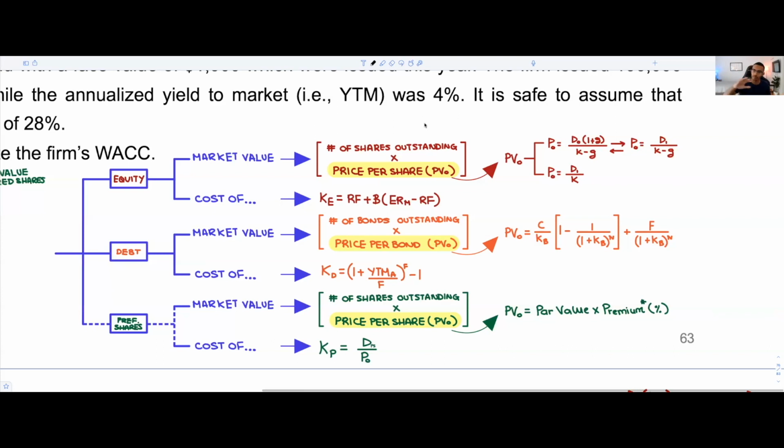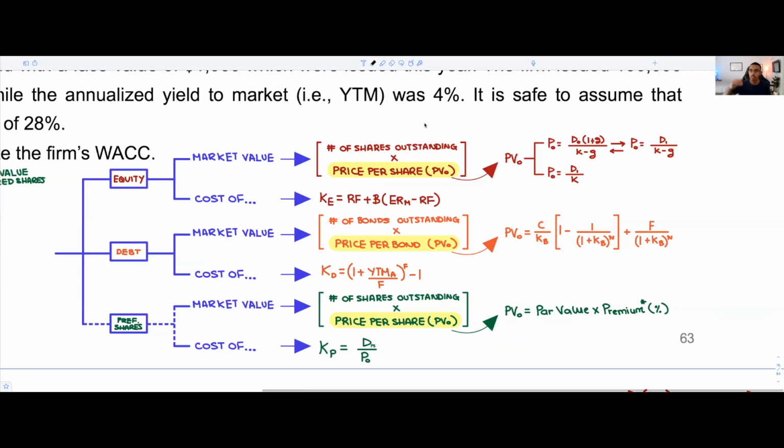So that said, then you're going to have 1 minus 1 over 1 plus KB to the power of n. N will not be the amount of years. It'll be the amount of years times number of payments per year. So if you have 10 years left on the bond and you have annual payments, n will be equal to 10. If you have 4 coupon payments per year, then n will be equal to 40.